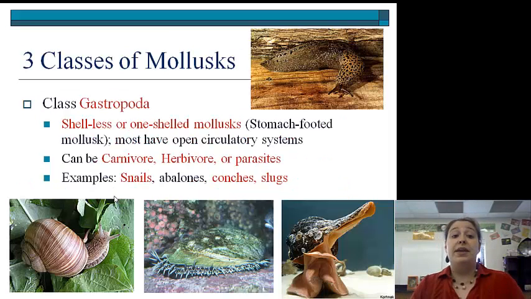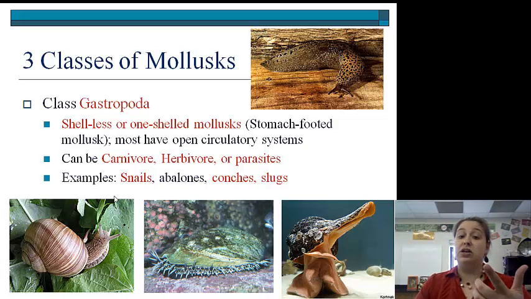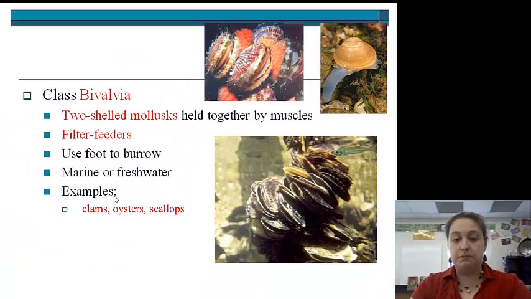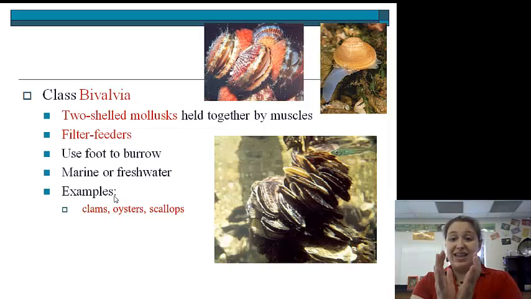Okay, gastropodia is either shellless or has 1 shell. They can be herbivores, carnivores, or parasites. Examples are snails, conch shells, or slugs. Our bivalvia, bi means 2, valve can be a bivalvia shell. 2 shells. These are typically filter feeders. They can use the foot inside of their shell to help burrow them down into their environment, typically in marine or freshwater environments, clams, oysters, or scallops.